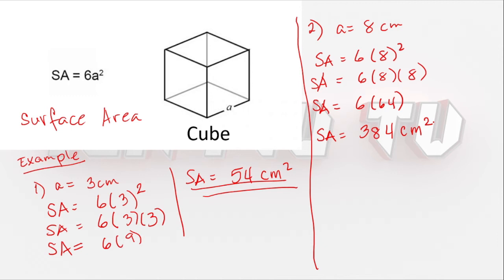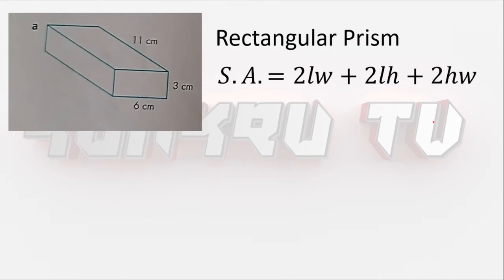Okay, next example. So, dako naman tayo sa rectangular prism. Right, so ito ang formula natin. So, surface area of rectangular prism equals 2LW plus 2LH plus 2HW. So, ito yung ating length. Okay, so of course, meron tayong height. Ito yung ating H. At ito yung ating width. O yung lakad.